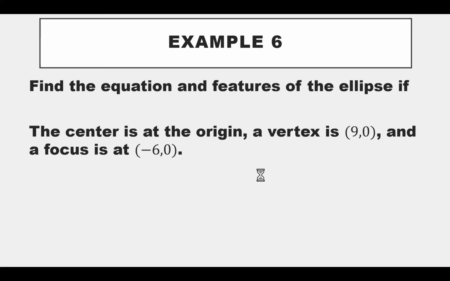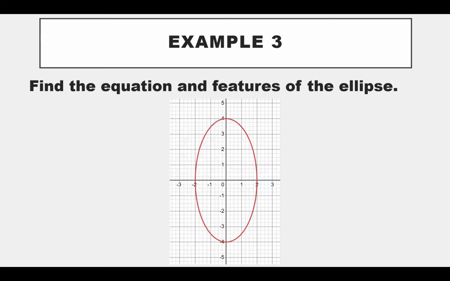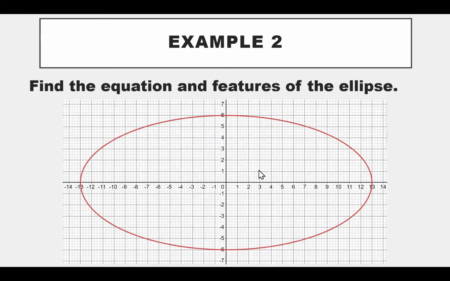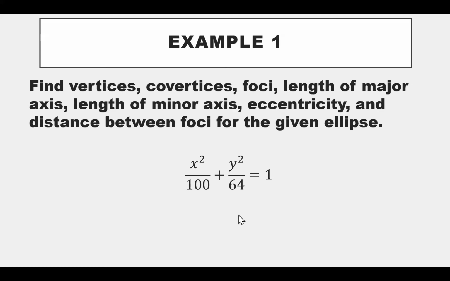So now we've seen examples where we had to start with the features of an ellipse and come up with equations and other features. We started with the graph of ellipses and we came up with the equations and other features. And then I started with the equation of an ellipse and I came up with the other features of the ellipse. So this is the end of our discussion on ellipses centered at the origin. We'll move these around and translate and shift those so that they're not centered at the origin in another video.